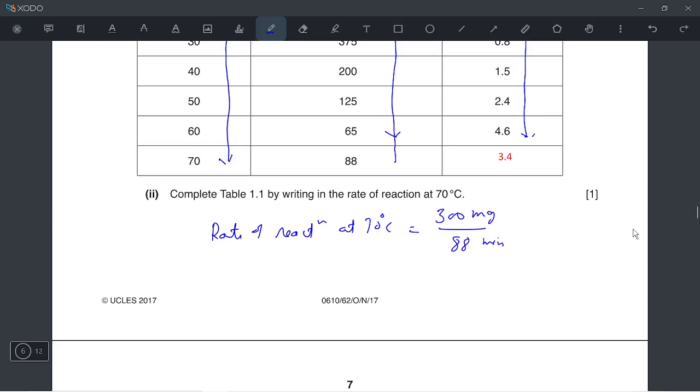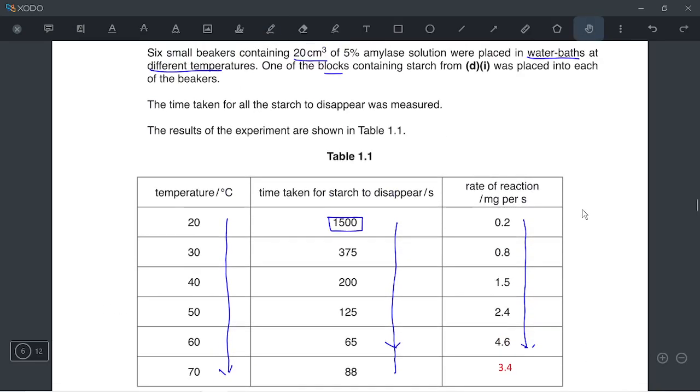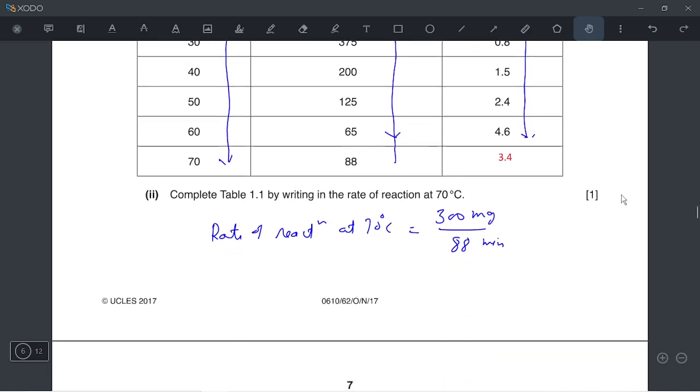88 minutes are taken, right? Sorry, it is in seconds. So time you can write in seconds, it is given already. So when you calculate, you will get 3.4 mg per second.